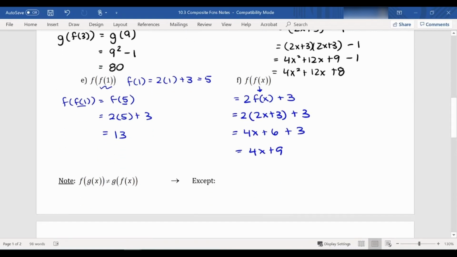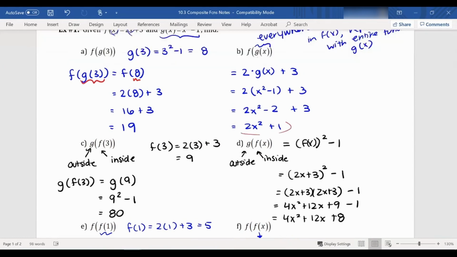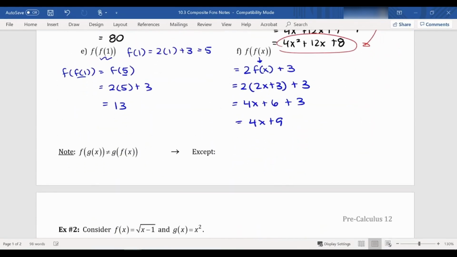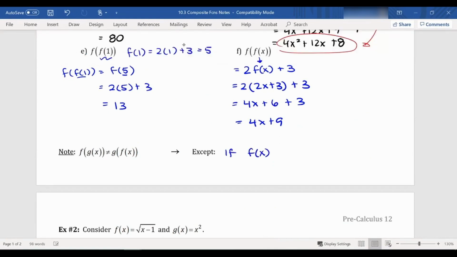So notice that f of g of x and g of f of x are not equal. So this one was f of g of x, and this one was g of f of x. These are not equal. It matters which one is your outside function. The only time these will be equal is if f of x is equal to g of x, if they're the same function, or if f of x and g of x are inverses of each other. Otherwise, it very much matters what your outside function is.